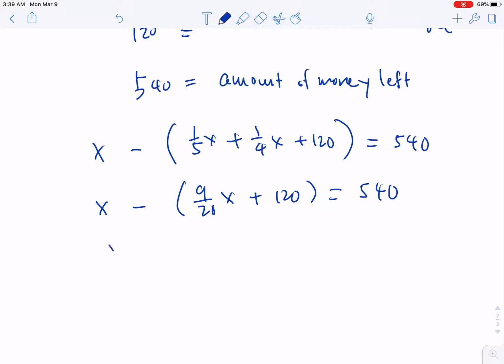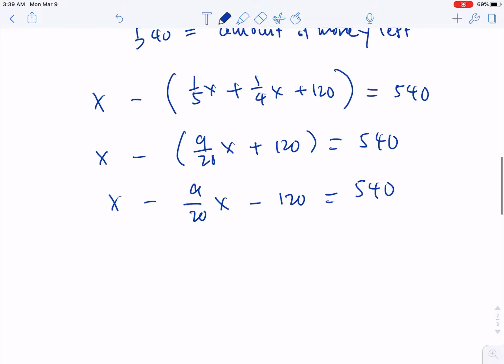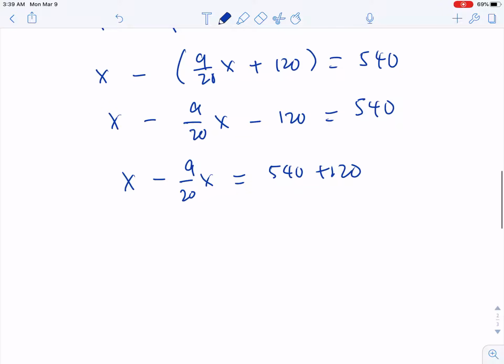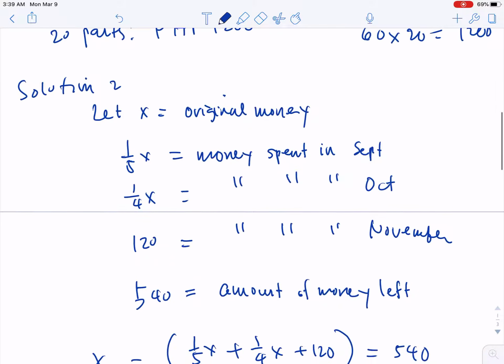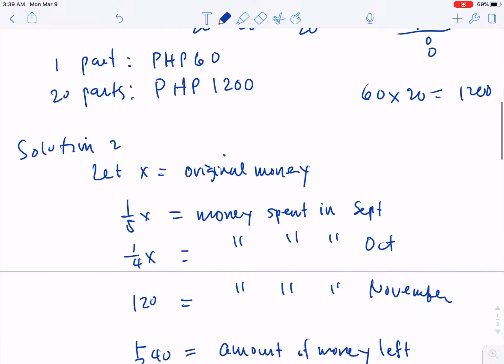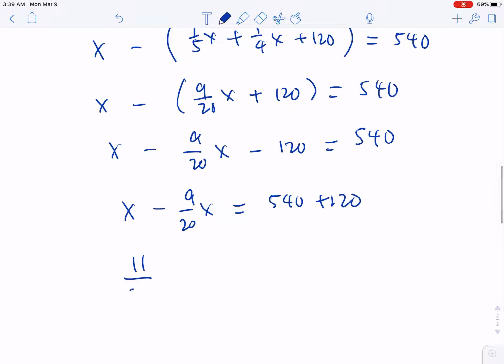So, x minus 9/20th x, o minus yung sa labas plus sa loob. So, magma-minus tayo dito, 120 equals 540. I-plus natin yung 120 both sides. X minus 9/20th x equals 540 plus 120. That is, ano ang x minus 9/20th x? Pareho rin yan dito. Yung 1 minus 9/20th kanina. So, that's 11/20th x equals 660.